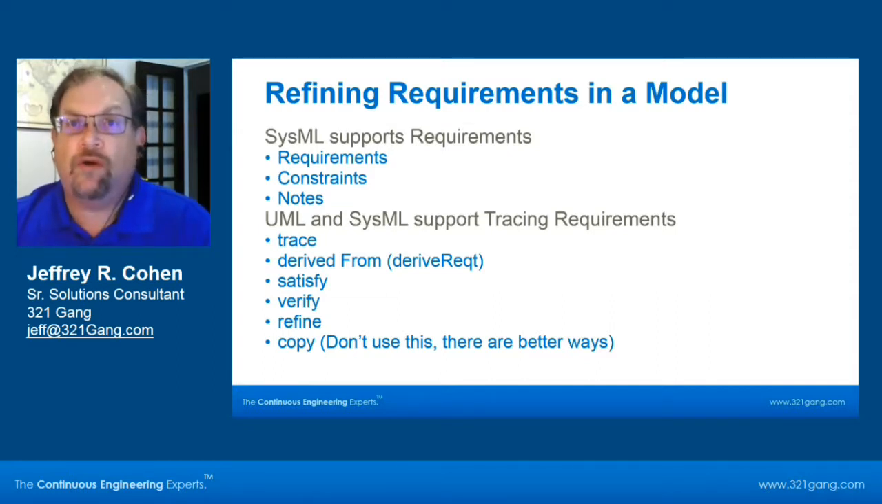The generic trace that we use most common is satisfy. Satisfy goes from some model artifact, generally that is not a requirement, to a requirement. So a use case would satisfy a requirement, or a class or a block would satisfy a requirement.